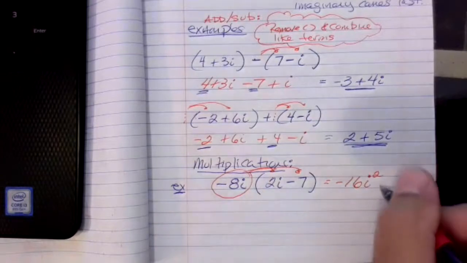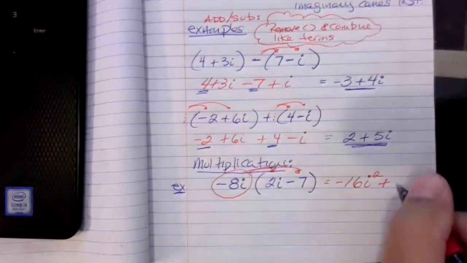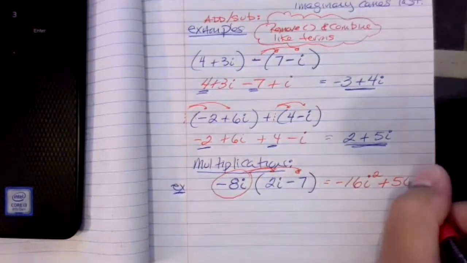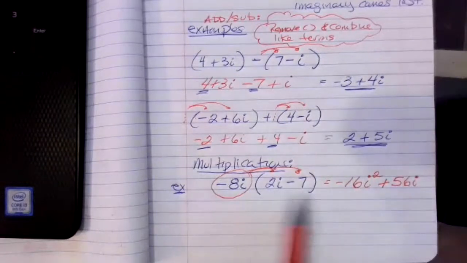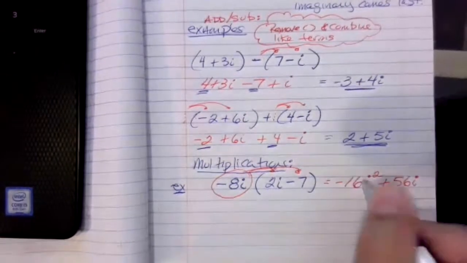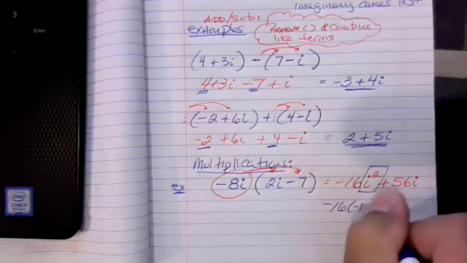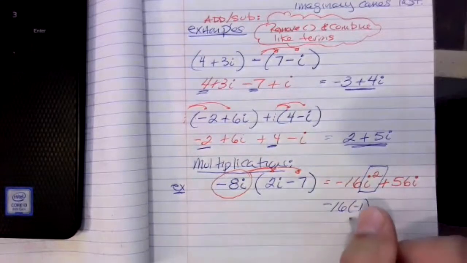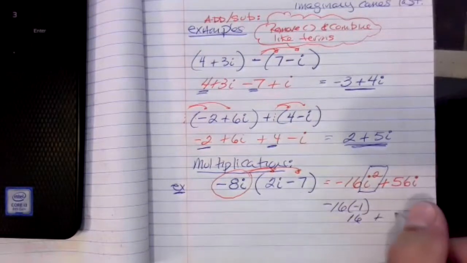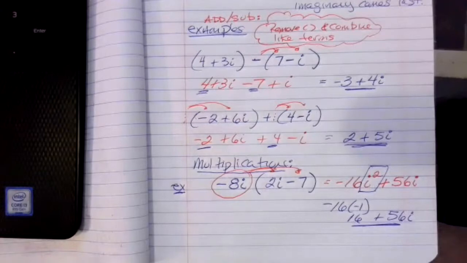Negative times negative is positive. 7 times 8 is 56. 56i, right? 7 times negative 8i will give me 56i. This could be simplified because we know i squared is really negative 1. So this is negative 16 times negative 1, which is positive 16 plus 56i. We always want to make sure our imaginary comes last.